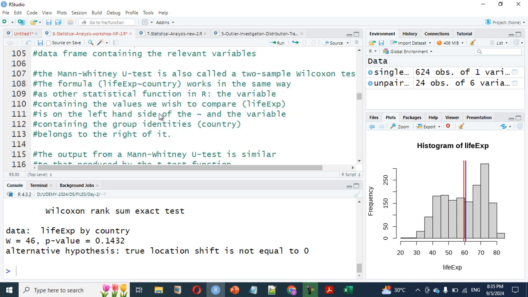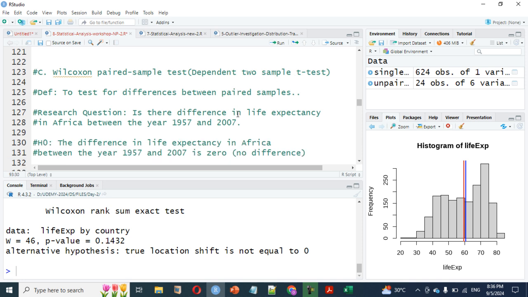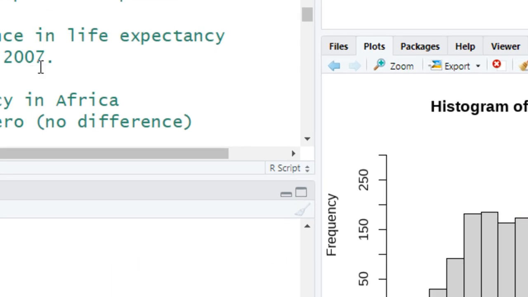And if you go further, you also see that we have what they call the Wilcoxon paired sample test. We have done that also in the parametric tests, so I've explained that there. This is equivalent to the dependent two-sample t-test in parametric tests, to test for differences between paired samples. You can develop such questions: is there a difference in life expectancy in Africa between the year 1957 and 2007? Now, don't forget that the dependent two-sample t-test is based on time.